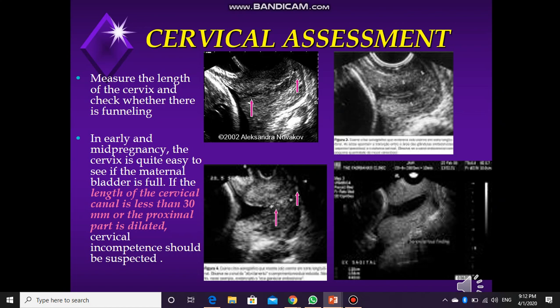The cervical assessment is very important. We measure the cervix from the internal to the external os, and it is easier in early and mid pregnancy when the bladder is full. If the length of the cervical canal is less than 30 millimeters, or the proximal part is dilated, cervical incompetence should be suspected.